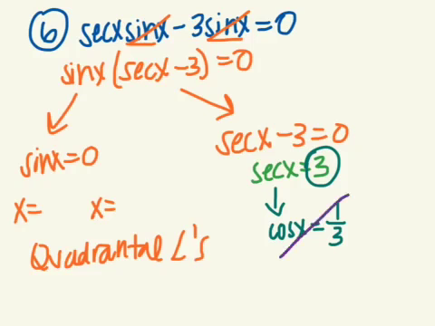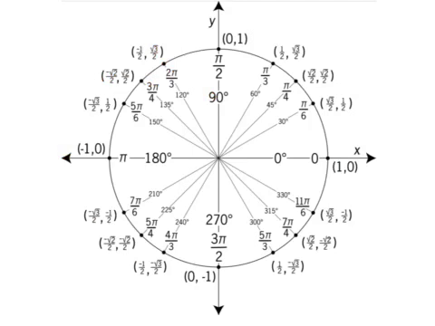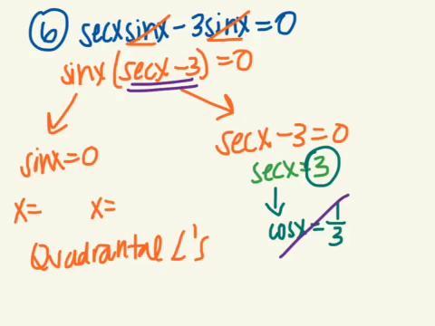Doesn't mean that there's no solution overall, it just means that that factor, that secant x minus 3, does not give us a solution. So if we go look at the unit circle, we're looking for where sine is equal to 0. So we're looking for where our y-coordinate is equal to 0. So we see it's happening here at 0 and at pi. So when we go to write the general formula, we'll need to keep that in mind. Alright, so x was equal to 0 and pi.